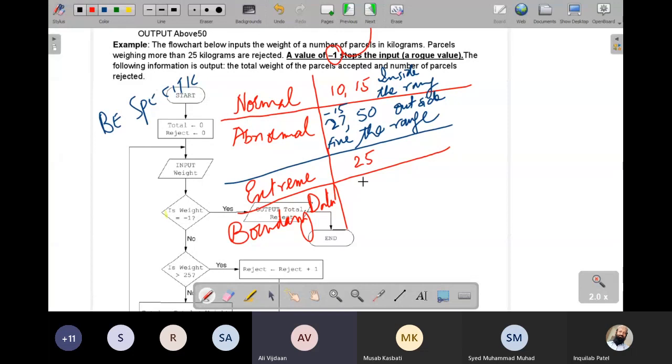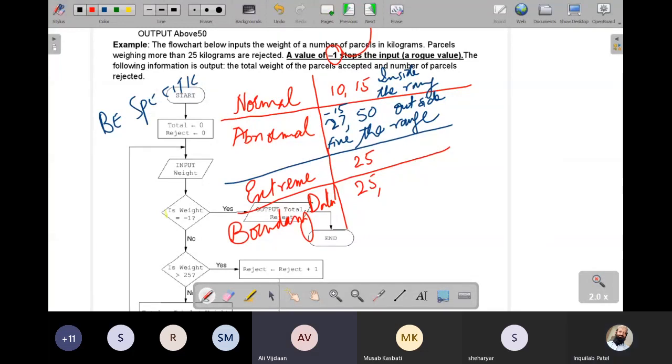Sir, so we can write 25.5, 26 and 25? No, one is inside and one is outside. So 25 will be inside, and now there is a confusion whether it is a real data type or integer. Is weight integer or real? Real. So we should use 25 and 25.1 if we are using one decimal place. If we are using two decimal places, then 25 and 25.01.